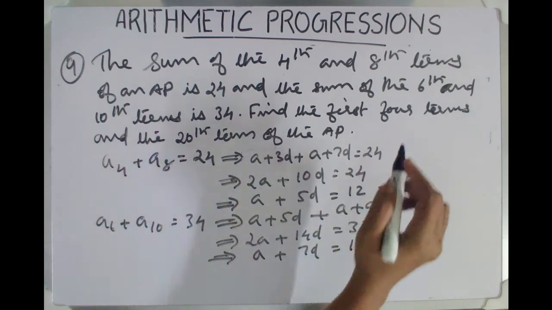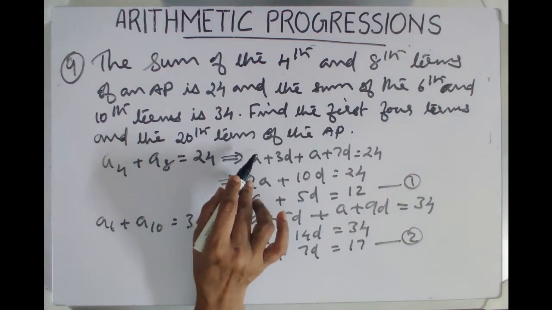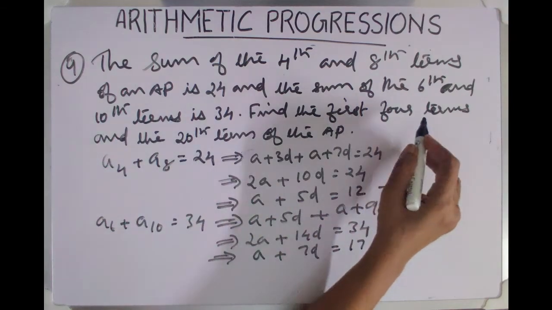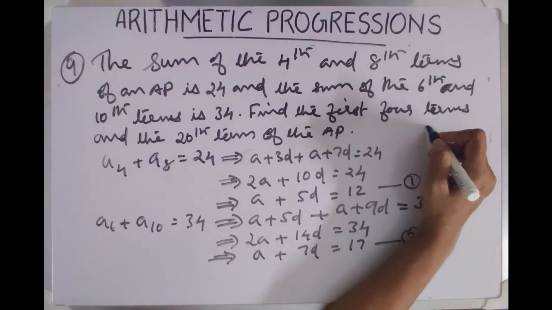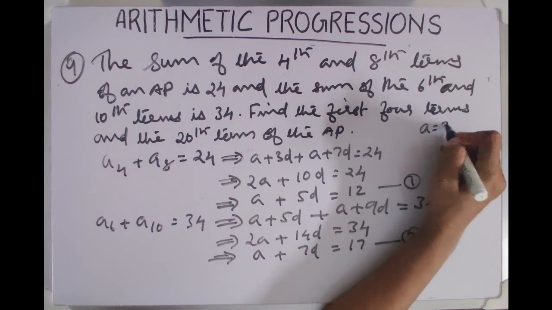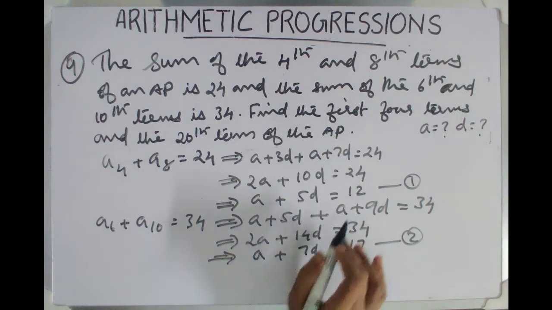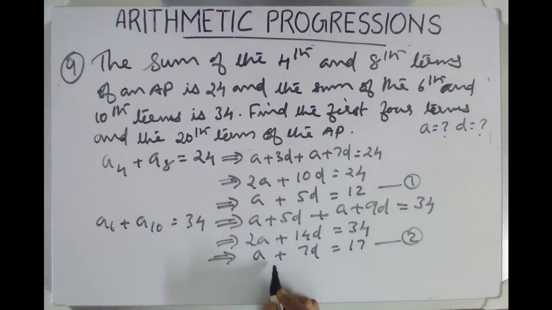Then here we have to find the first 4 terms and the 20th term of the AP. For finding the first 4 terms, we know that we have to find out the first term A and D. So, from these equations, we can find A and D. Simplify these equations.